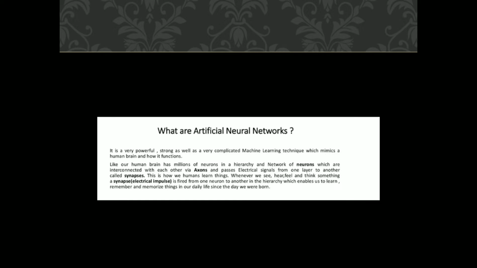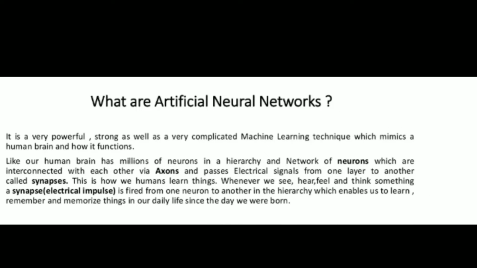What are artificial neural networks? The next topic is what are artificial neural networks? It is a powerful, strong, as well as very complicated machine learning technique which mimics a human brain and how it functions. It is a complicated machine learning technique which mimics a human brain and how it functions. So it will be imitating a human brain.